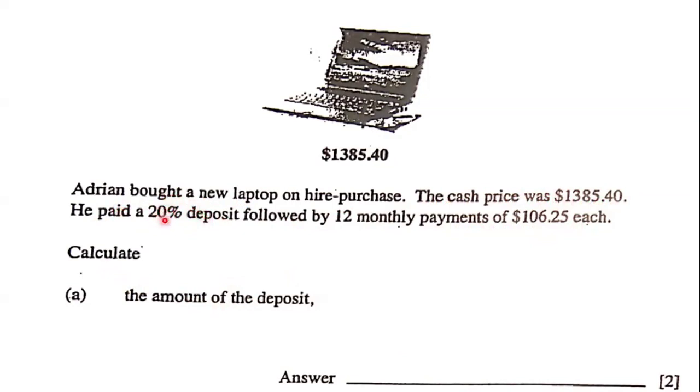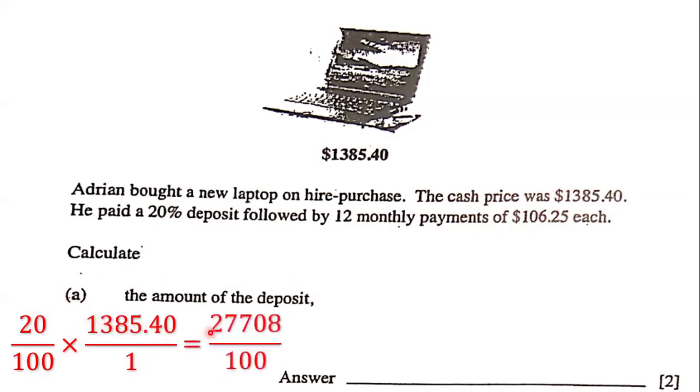Now, notice that in the question it says that he paid a 20% deposit. And so the deposit is going to be 20% of the cash price. And 20% represented as a fraction is 20 over 100. And we're going to multiply that by the cash price, which is $1,385.40, and we put that over 1. So we have 20 times $1,385.40, which gives us $27,708. And we have 100 times 1, which is 100.